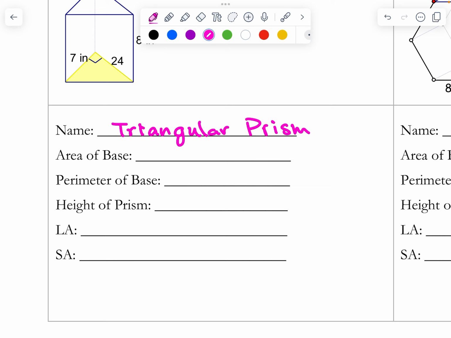So let's go ahead and just start this. All right. Area of the base. Easy peasy. They gave us already our two sides. So our sides are just going to be 7 times 24 divided by 2. That should be 84 inches squared.